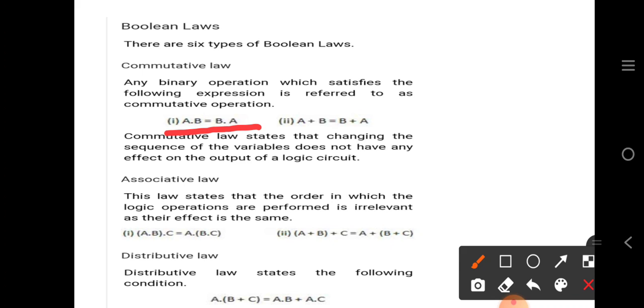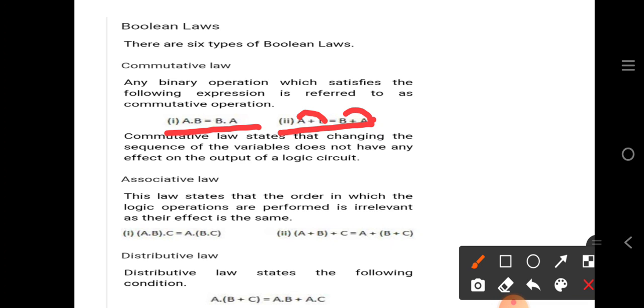Now the second law is A plus B is equal to B plus A. It means the commutative law states that changing the sequence of the variables does not have any effect on the output of a logic circuit. Okay, it means if you interchange both the inputs, then it will not change the output.